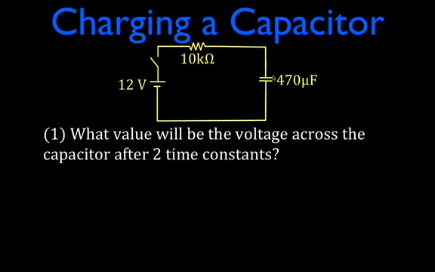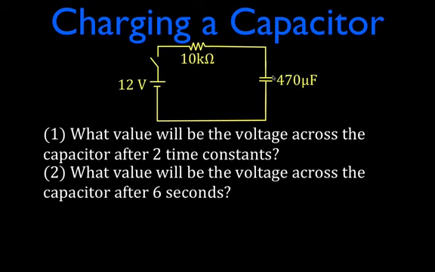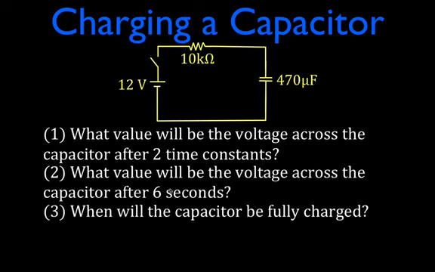What is the value of the voltage across the capacitor after two time constants? And what will the value of the voltage across the capacitor be after 6 seconds? So we're going to do a problem concerning time and voltage with time constants, and time and voltage with just regular old time. And then the third thing we're going to do is determine how long it will take for the capacitor to be fully charged.